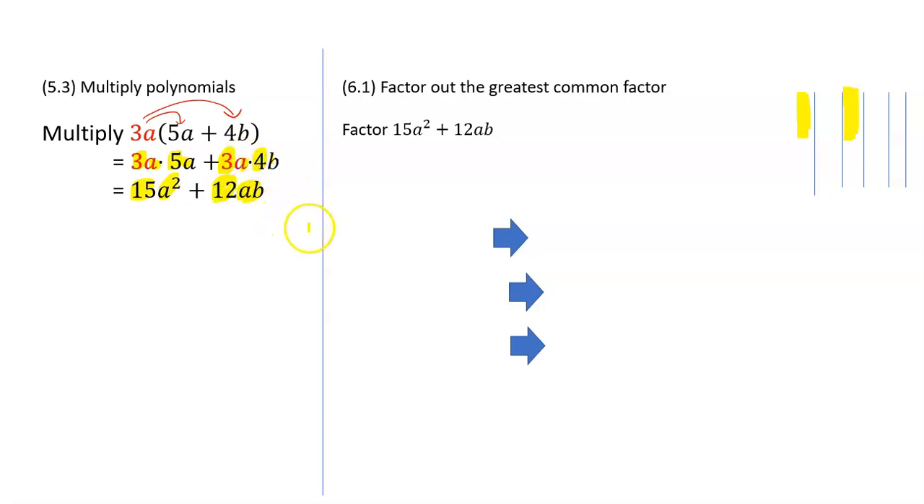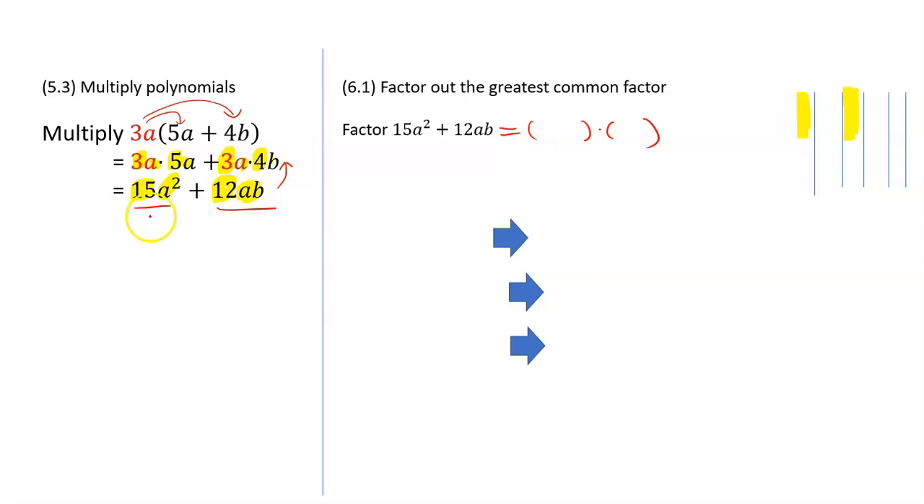So that's the answer. But if we are given 15a squared plus 12ab, and we are trying to figure out what times what can give us the answer, we're going to look at the multiplication part, how we end up with this answer, 15a squared plus 12ab. If we look at the previous step, notice that they are obtained from multiplying 3a with both of the 2 terms from the parentheses. So 3a is multiplied with something else, either 5a or 4b, and now we get 2 new expressions.